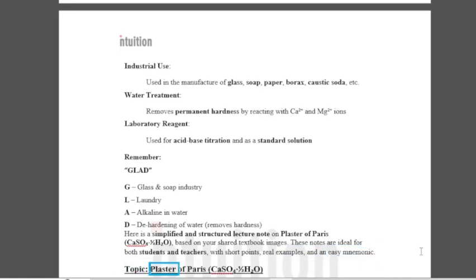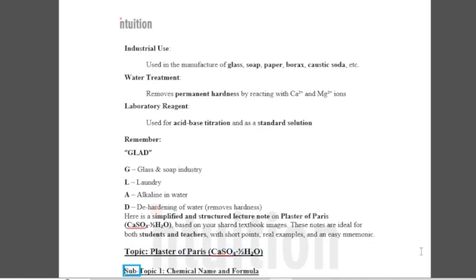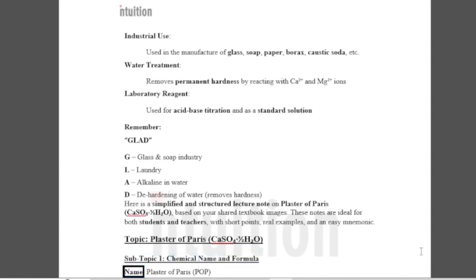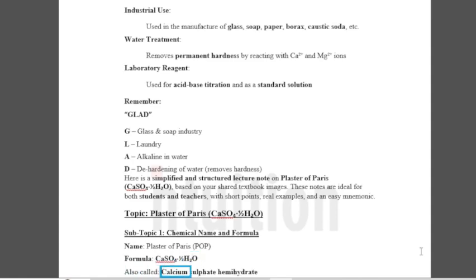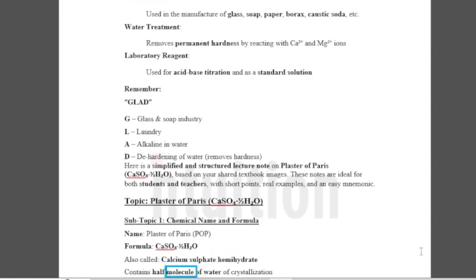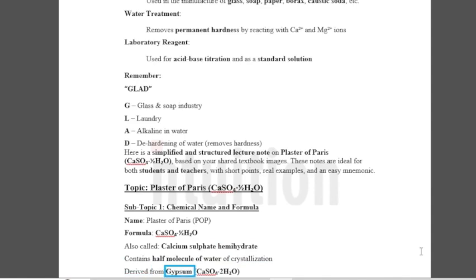Topic: Plaster of Paris, CaSO₄·½H₂O. Subtopic 1. Chemical name and formula. Name: Plaster of Paris, POP. Formula: CaSO₄·½H₂O, also called calcium sulfate hemihydrate. Contains half molecule of water of crystallization. Derived from gypsum.